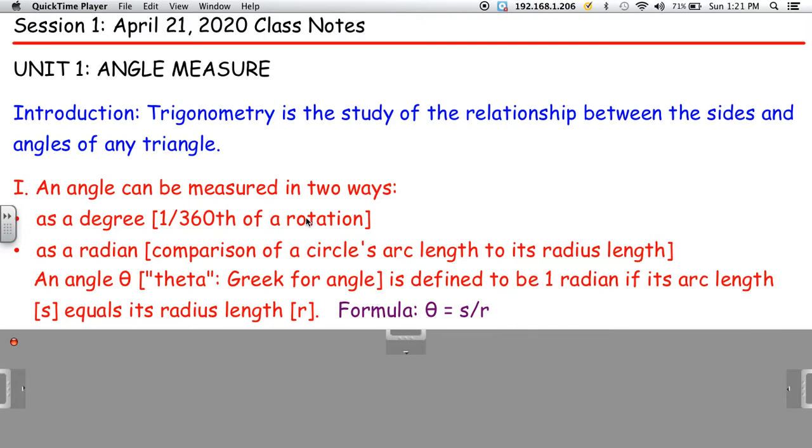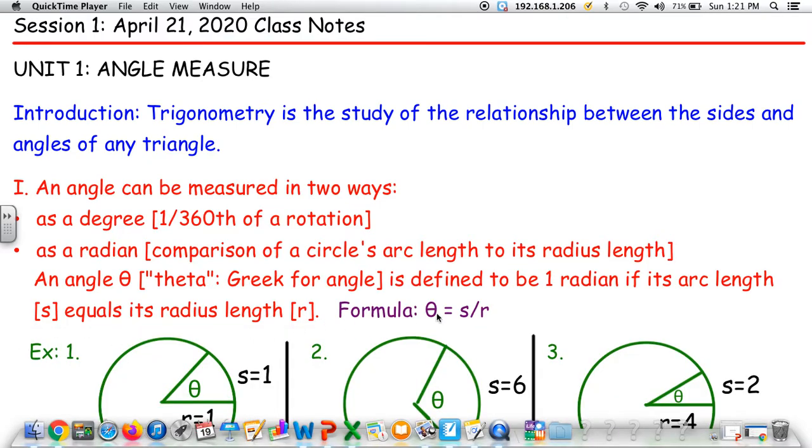Now 1 degree is 1/360th of a rotation. 1 radian is if the arc length is equal to the radius length. We have a formula for that: theta is equal to S over R, where S is the arc length and R is the radius. So I have some examples for you.